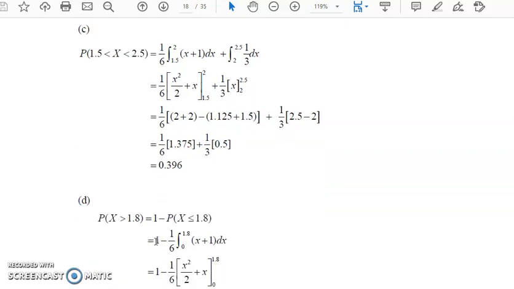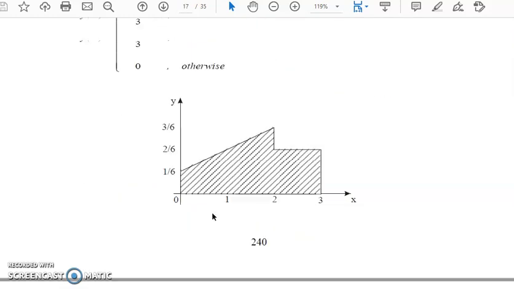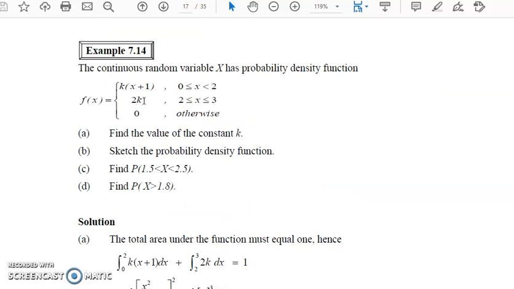Next, question D. Question D is asking for the probability of x greater than 1.8. But the problem is, if you want to find which is more than 1.8, it is actually having the same solution as question C. You may have 1.8 in between 0 and 2, is it right? But we just want from 1.8 until 2, and the next one will be from 2 until 3 for the second function, right?